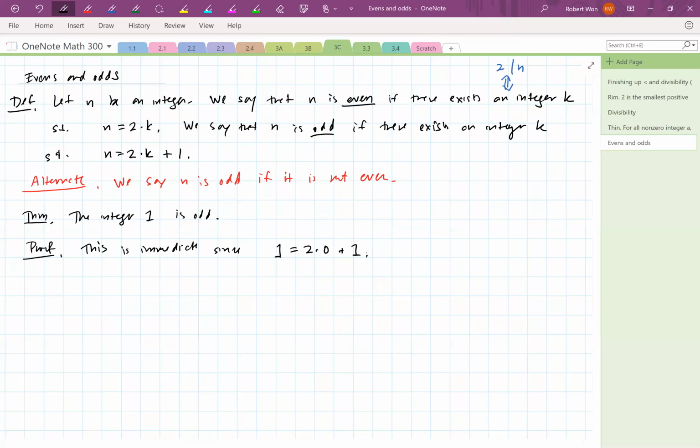Notice that if we had gone with the alternate universe definition, to prove that 1 is odd, you'd have to prove that there's no possible k such that 1 is equal to 2 times k, which is a little bit harder to prove, right? That would require something more complicated than this.